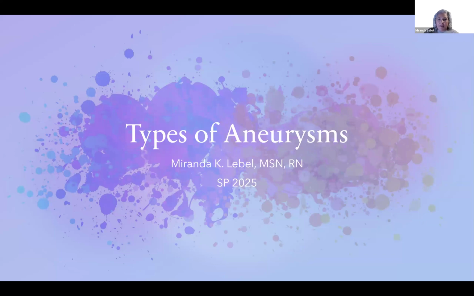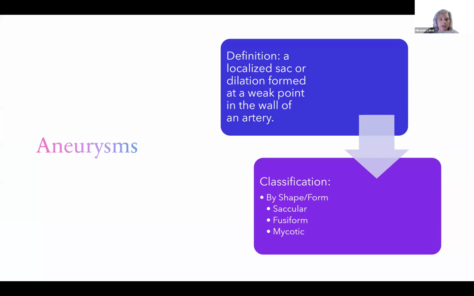Okay. So types of aneurysms. An aneurysm is a localized sac or dilation formed at a weak point in the wall of the artery. We classify these by shape and form. So a saccular aneurysm projects from one side of the vessel. A fusiform aneurysm is an entire arterial segment that's dilated. A mycotic aneurysm is very small aneurysms due to localized infection.